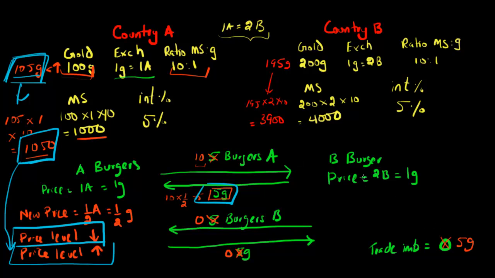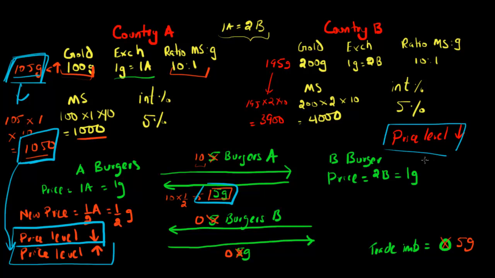And this decrease in the money supply, all else being equal, will create a decrease in the price level. And this decreasing price level in country B, in conjunction with the increasing price level in country A, will make it such that the price levels in the two countries are relatively in line.